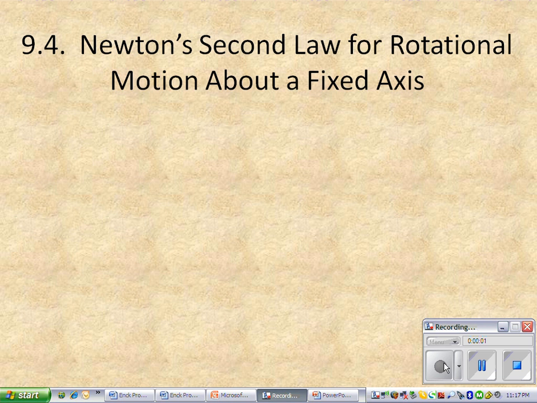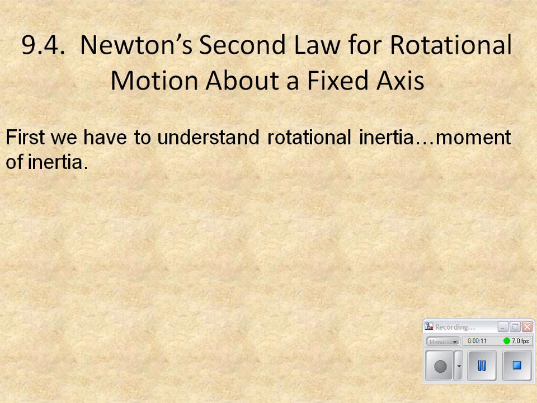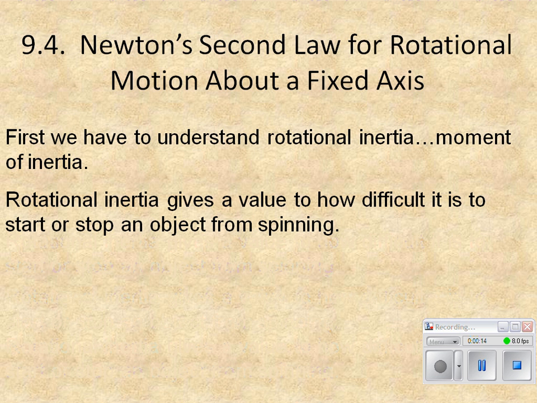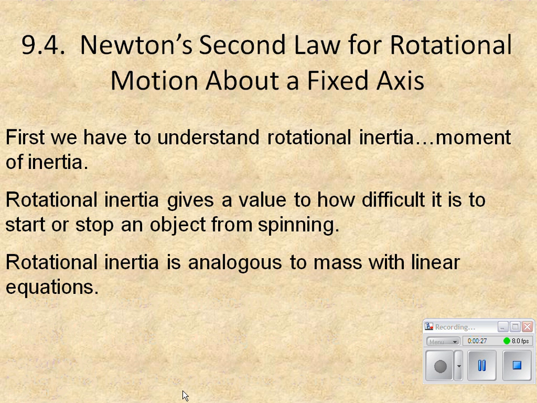This is a video for Newton's second law for rotational motion about a fixed axis. First we have to understand what rotational inertia is, also called moment of inertia. It gives us a value to know how difficult it is to start or stop an object from spinning or rotating. It's analogous to mass in linear equations. So rotational inertia in the rotational equations is like mass in the linear equations.